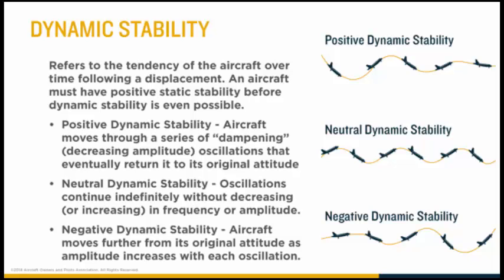So positive dynamic stability, the aircraft moves through a series of dampening oscillations that eventually return it to the original attitude. Neutral stability, oscillations indefinitely without decreasing or increasing in frequency or amplitude. Negative dynamic stability, the aircraft continues to move further from its original attitude as the amplitude increases on each oscillation.